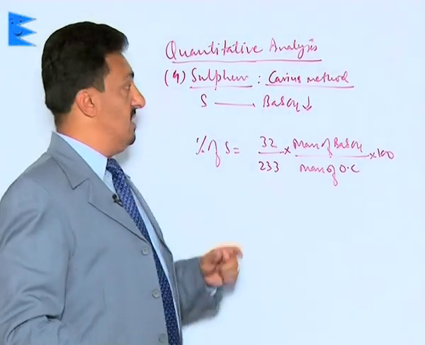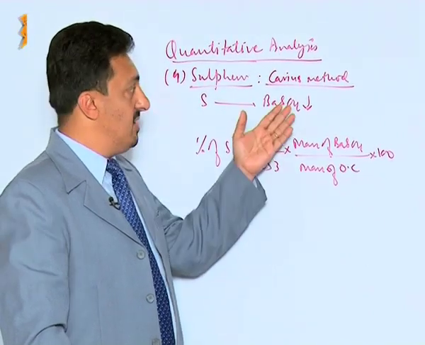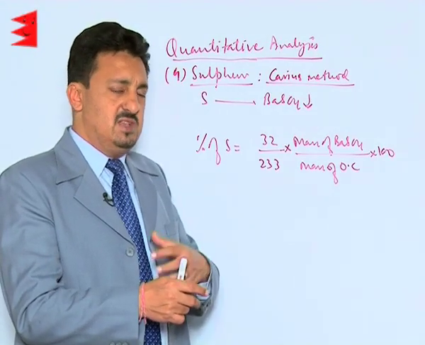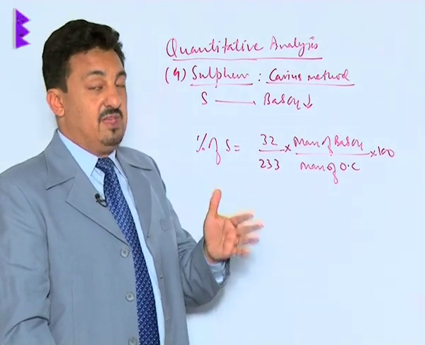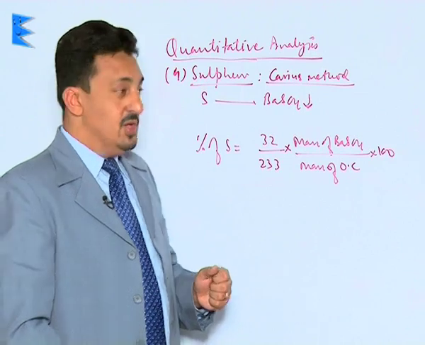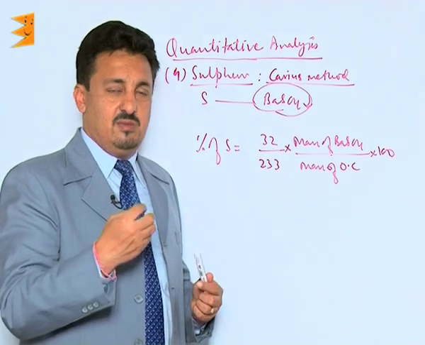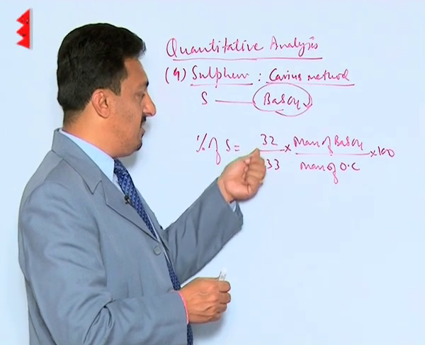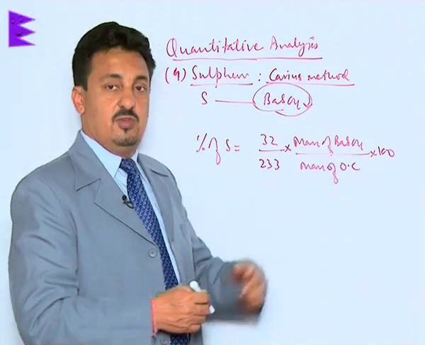Now let us do the detection or estimation of sulfur. The sulfur's estimation is again done by the same method called Carius method, in which the compound is taken with fuming nitric acid, or we can take sodium peroxide. It is heated strongly so that the whole of the sulfur gets converted into sulfate, and that sulfate is precipitated out by treating it with excess of barium chloride solution. So the whole of the sulfur gets precipitated out in the form of barium sulfate, which is separated out, dried, and its mass is determined. So the percentage of sulfur is 32 out of 233, which is the mass of the barium sulfate, into mass of barium sulfate upon mass of organic compound into 100.